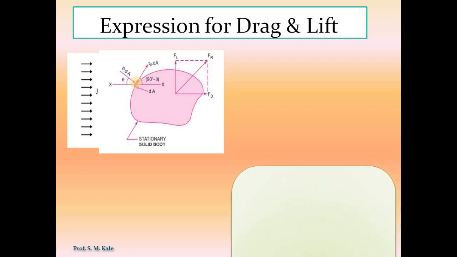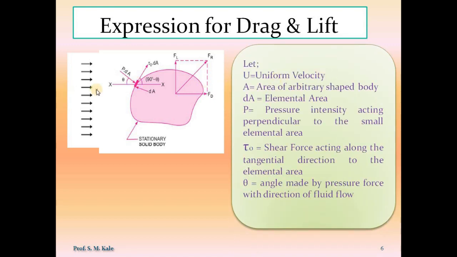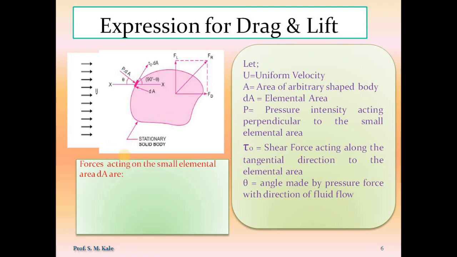Now here we will observe the nomenclature. U is the uniform velocity of the fluid, A is the area of arbitrary shape, dA is the elementary area of that small component, P is the pressure intensity acting on that small elementary area, tau 0 is the shear stress acting on that small elementary area, and theta is the angle made by the pressure force with the direction of the flowing fluid. So on that small elementary area there will be two types of forces acting.